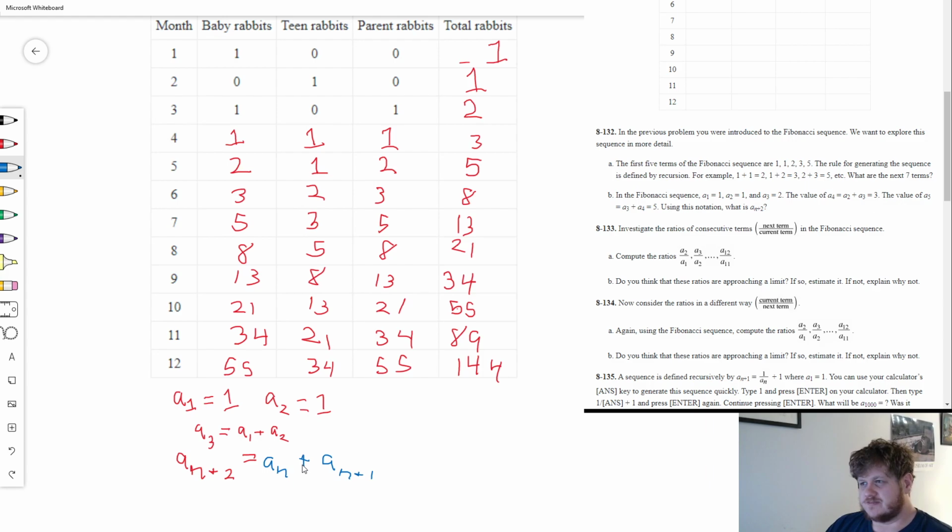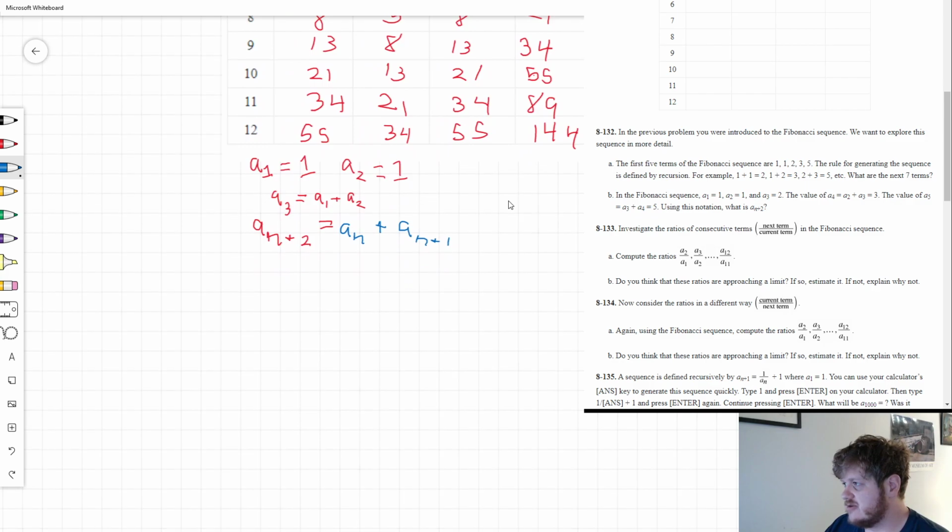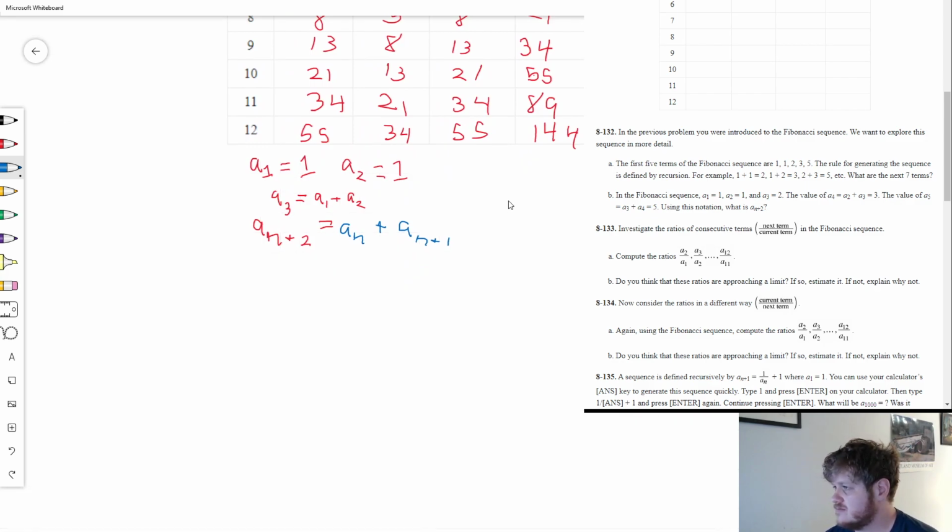Now, with this, one of the things we're going to look at is computing some ratios of terms, which we're doing in 133. So in 133, we're computing some ratios of terms. Because, why not? Maybe these things approach something interesting. So what we're going to do is take the ratio of the next term over the previous term. So a sub 2 over a sub 1.